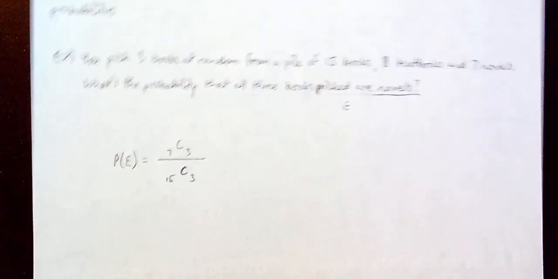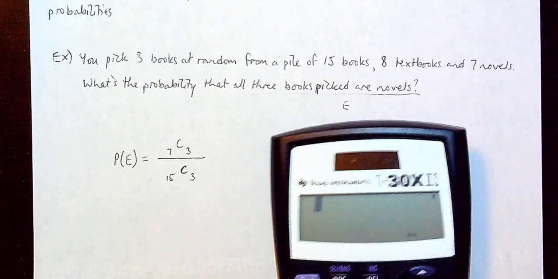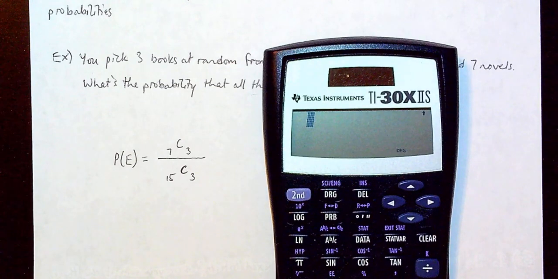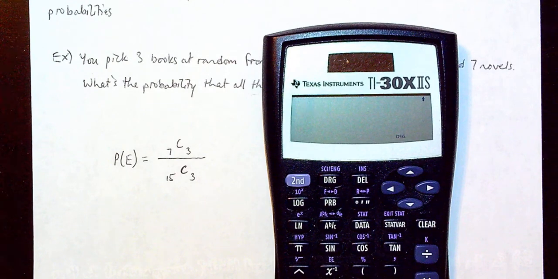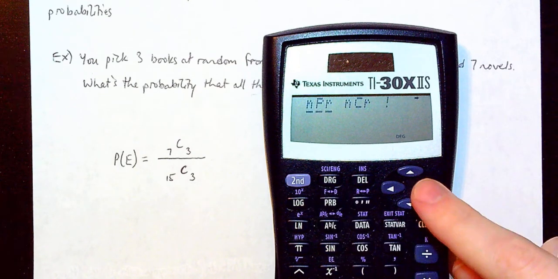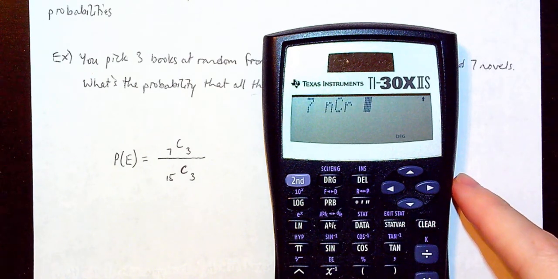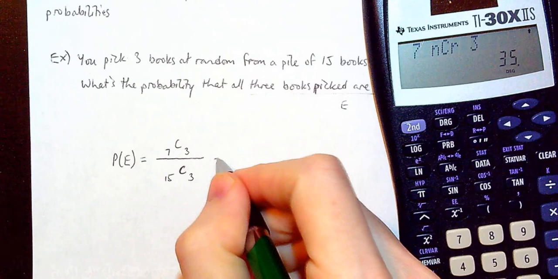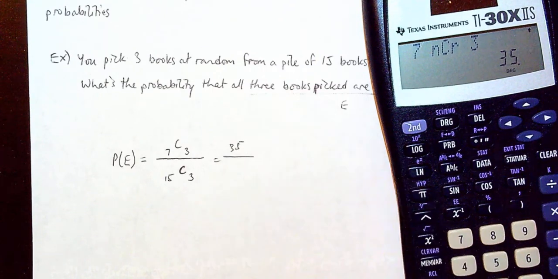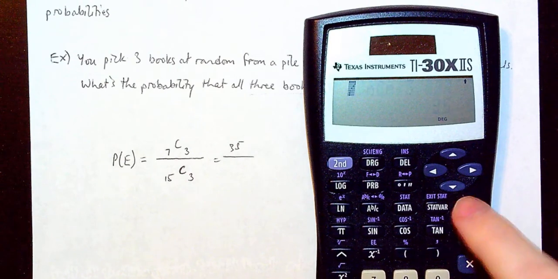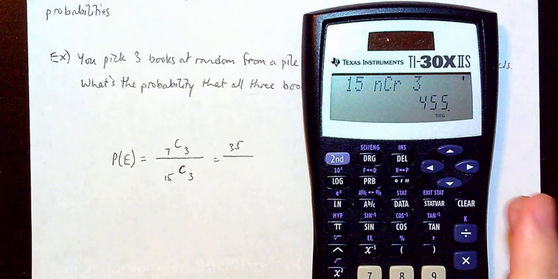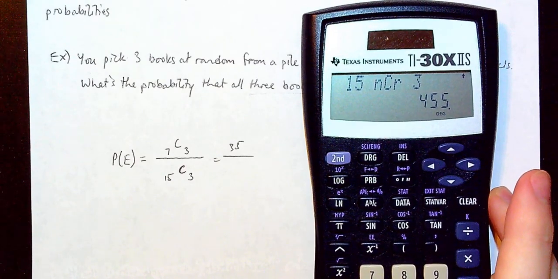All right, so let's pull out our scientific calculators and figure out what these numbers are. We talked in one of our previous videos about how we do combinations in our calculator. So I'm going to do 7, go to PRB, go over to nCr, and then hit 3. That's going to give me 35. And now we're going to do 15 choose 3, and 15 choose 3 is going to be 455.